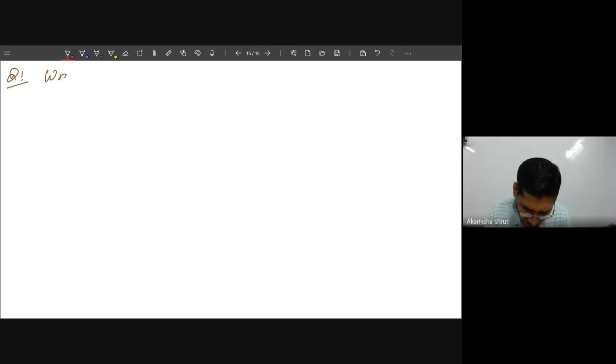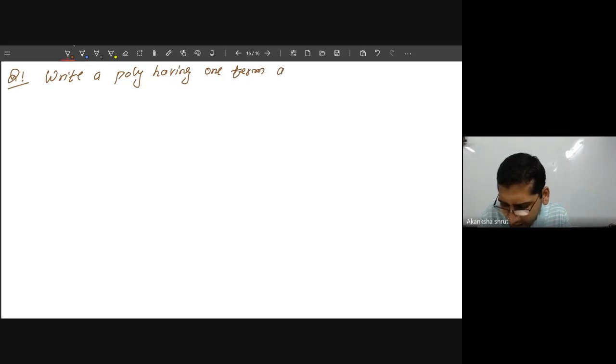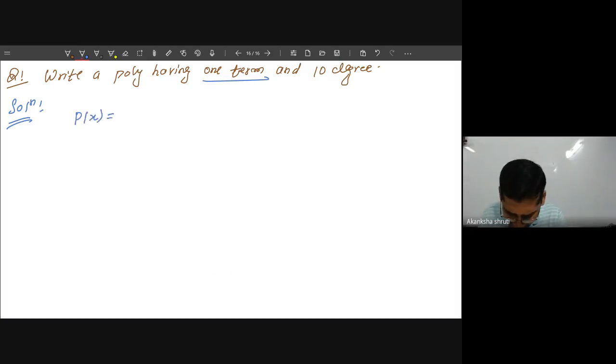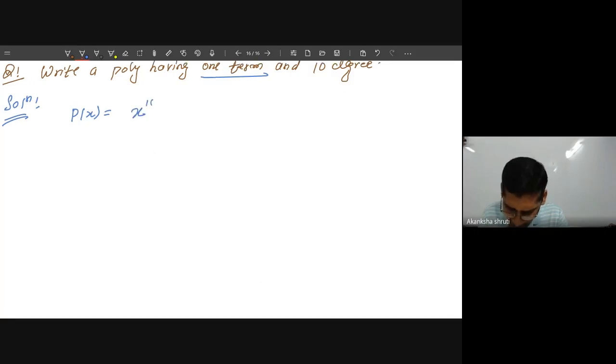So write a polynomial having one term and degree 10. So student, here how many terms do you have to write? Only one term. You may take any variable x, and its power should be 10. It is one thing.